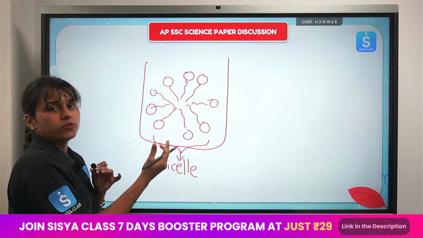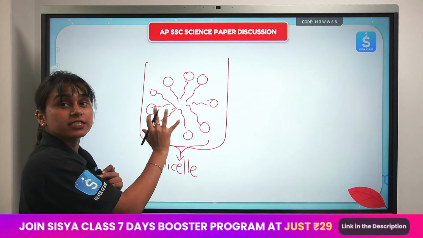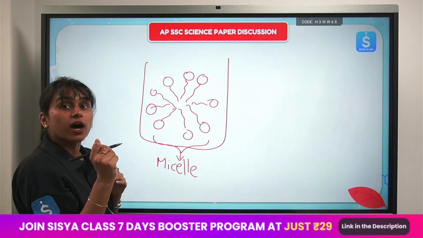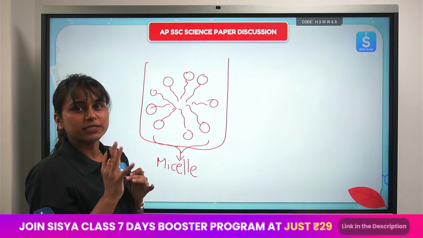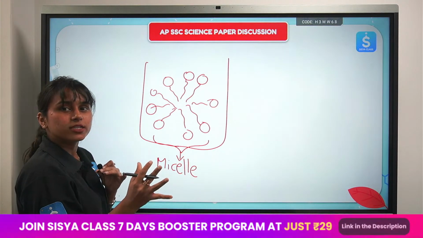Obviously not just one, but a lot of micelle formation happens in the soap water. Yes. Now the function of soap is to remove dirt, grease, and oil from the clothes, right? So how will it do that?